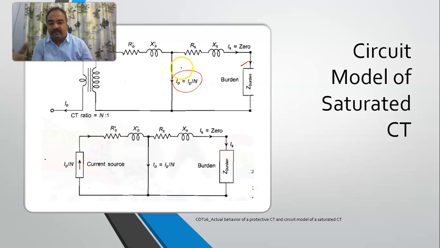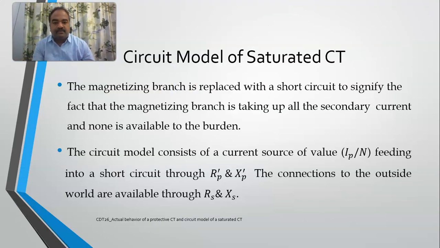That's why, instead of representing it as earlier, in this fashion, as a magnetizing branch, since it is itself drawing a huge amount of current, I am just representing it with a short circuit. So this is the true representation, the best representation of a saturated CT. It is the shorting of your magnetic circuit because there is no current available for the burden. So the magnetizing branch is replaced with a short circuit to signify the fact that the magnetizing branch is taking up all of the secondary current and nothing is available for the burden.